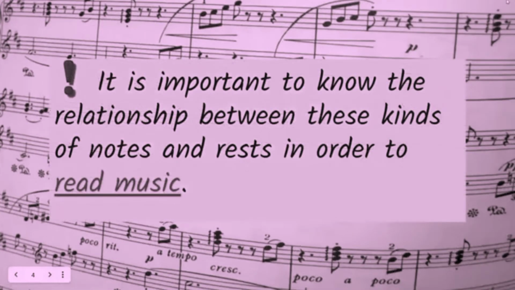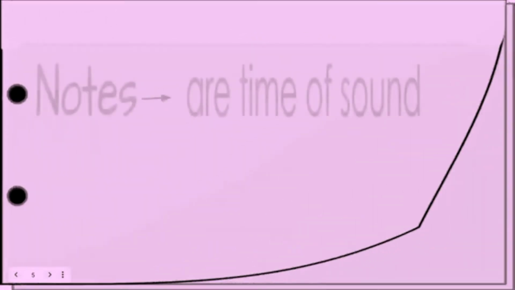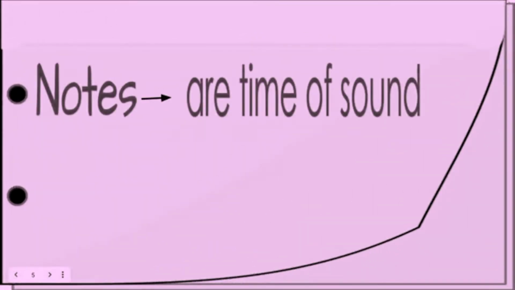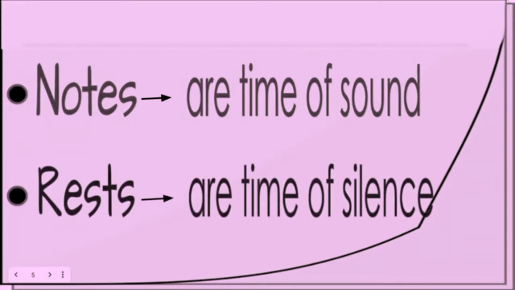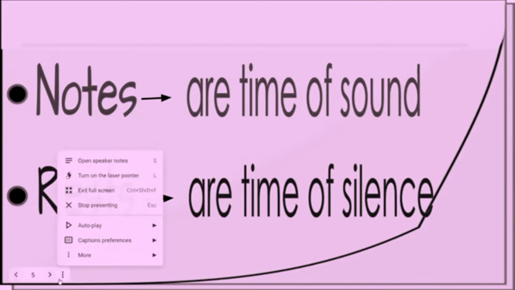The symbols, the notes, and the rest. It is important to know the relationship between these kinds of notes and rest in order to read music. Notes are the time of sound, while the rest is a time of silence. Again, notes are the time of sound, while the rest is the time of silence.